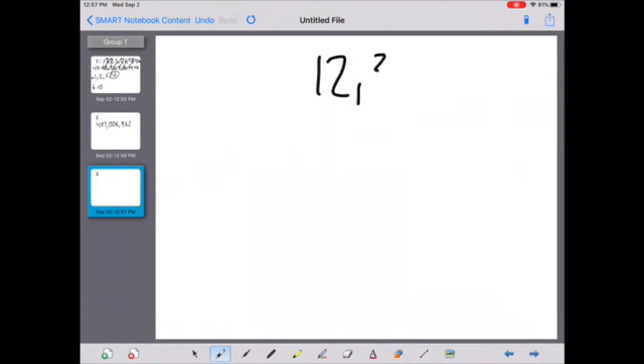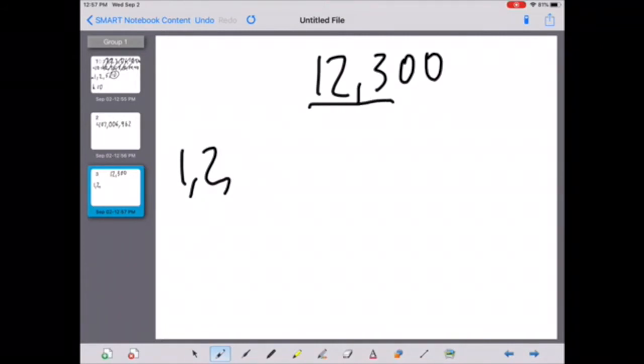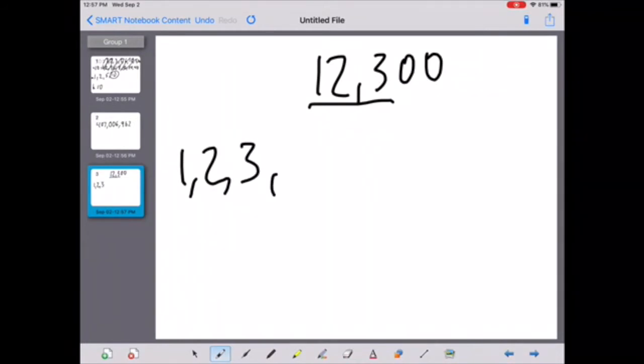Number 5, list all the whole numbers from 1 to 10 that are divisors of 12,300. So I'm just going to write down 12,300, and I want to go like this. Number 1 is in because 1 goes into everything. 2 is there because it's even. 1 plus 2 plus 3 is 6. 3 goes into 6, so 3 goes into that number. Check the last 2. 4 goes into 100, so 4 goes into that. Ends in 0 or 5, so I get a 5. 2 and 3 are part of it, so 6 is part of it.